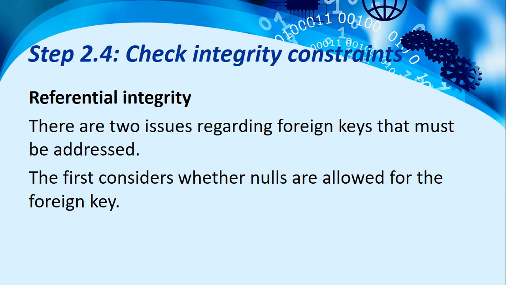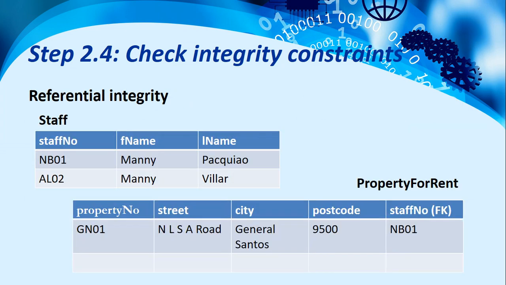So, first considers whether nulls are allowed for the foreign key. Here's an example. Let's say we have the following two entities. Yung first entity natin, staff, let's just interpret this as a table. So, we have the staff table and the property for rent table. Sa staff, we have the following examples na dalawang staff, Manny Pacquiao and Manny Villar. And we have here a property for rent. So far, isa pa lang yung na-insert dito.